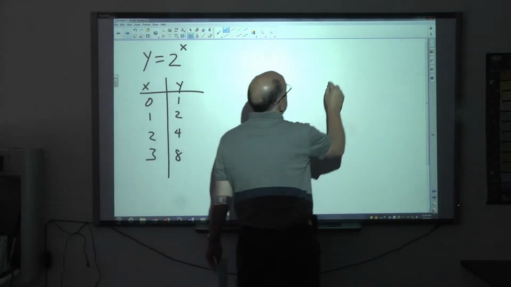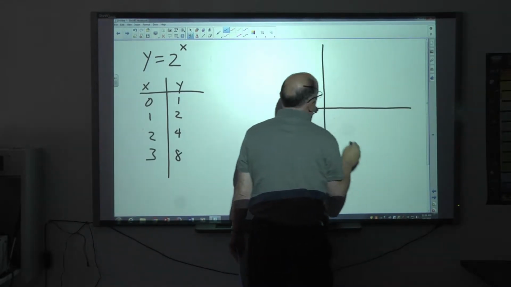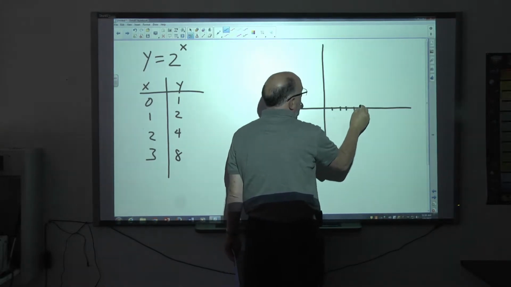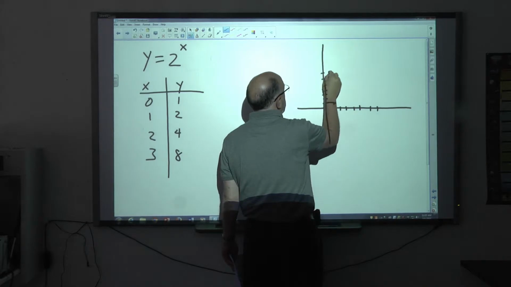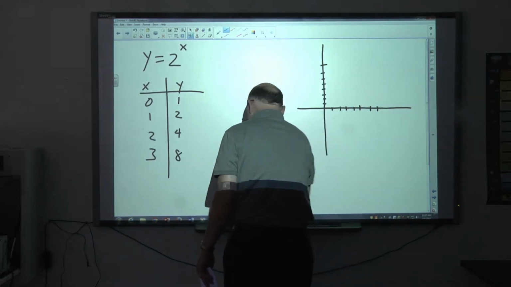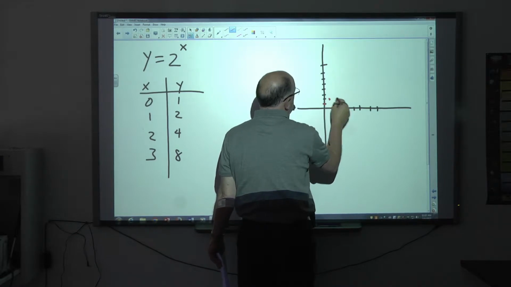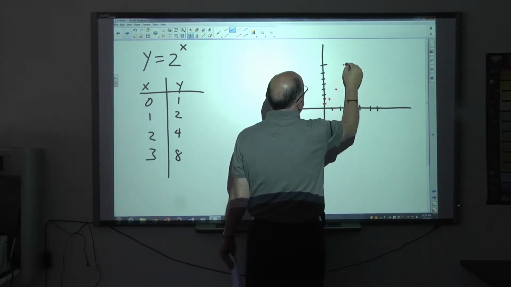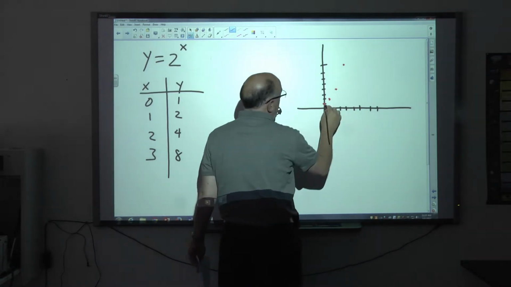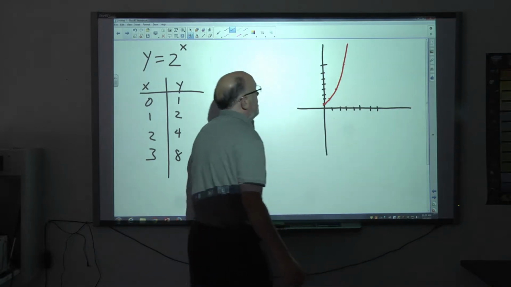If we were to put that on a graph, when x is 0, y is 1. When it's 1, it's 2. When it's 2, it's 4. And when it's 3, it's 8. So going this way, my curve is looking like this.